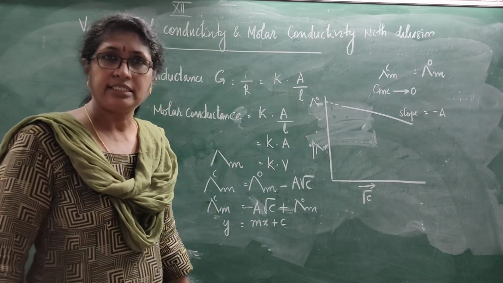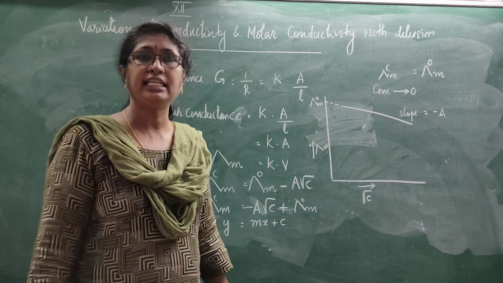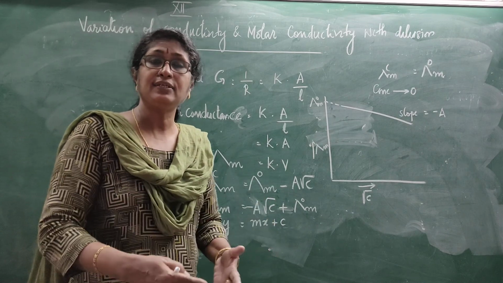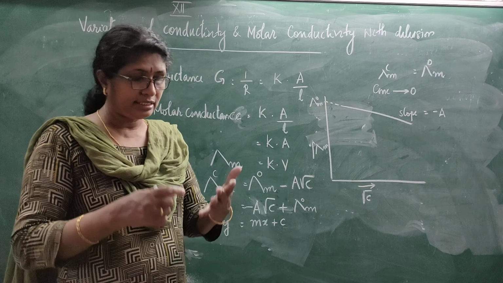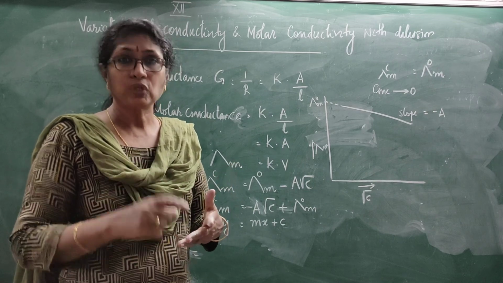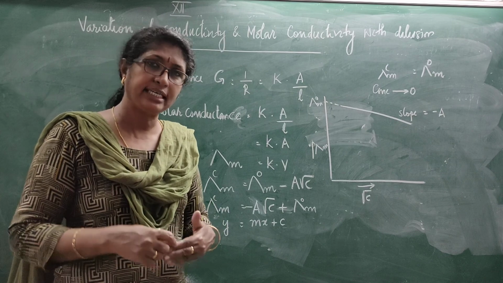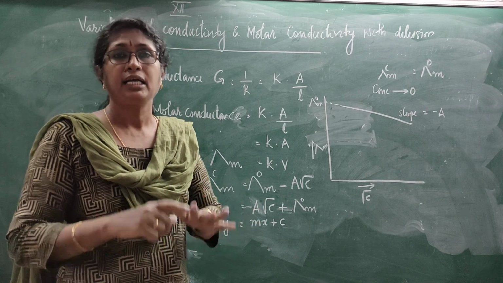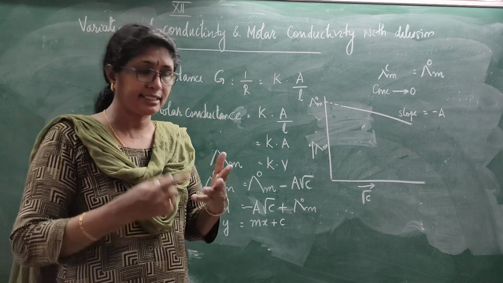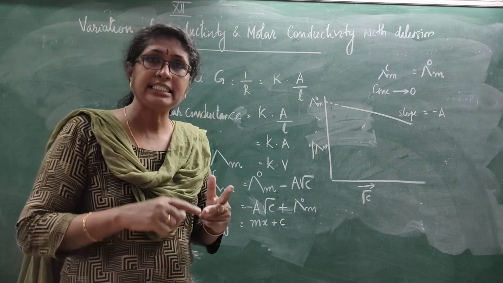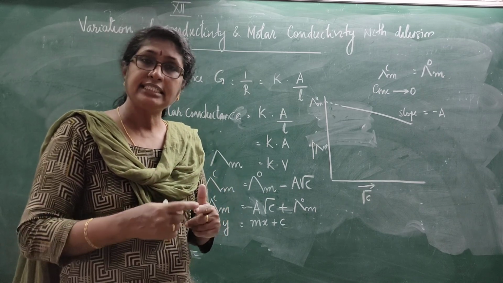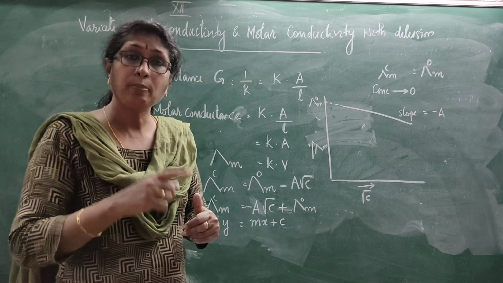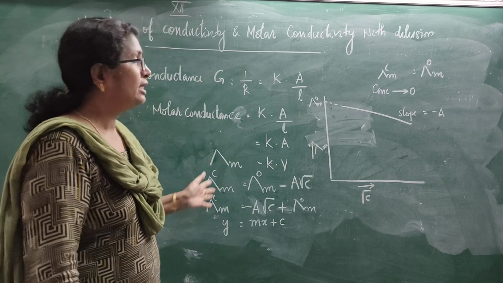So this is for a strong electrolyte. And what are strong electrolytes? Electrolytes which completely dissociate in aqueous solution are called strong electrolytes. Which classes of compounds come under strong electrolytes? Strong acids, strong bases, salt of strong acid and strong base, salt of strong acid and weak base, and salt of strong base and weak acid. All of them come under strong electrolytes.